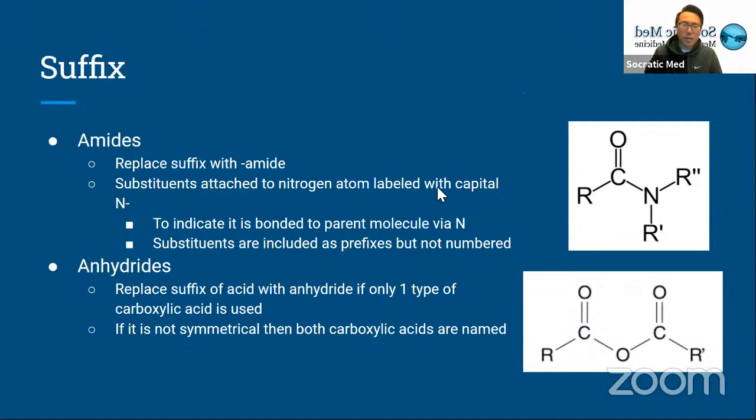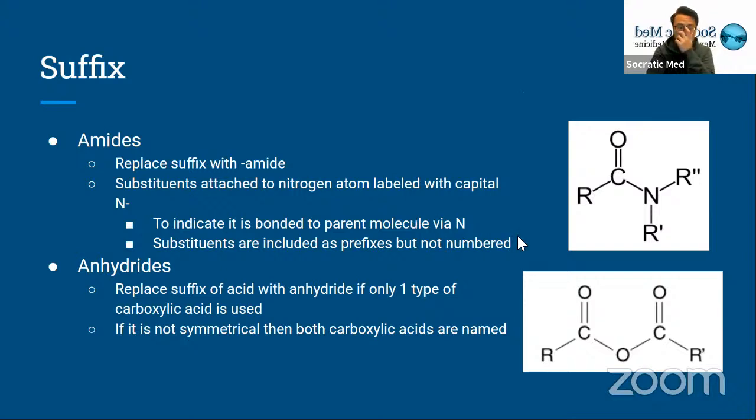So the capital N means that the substituents are bonded to the nitrogen atom, and that's how they're connected to the whole parent chain. And usually you don't number the substituents because they're attached to the nitrogen, so they wouldn't have a number since it's not bonded to a carbon.